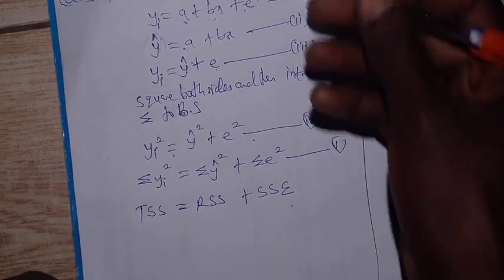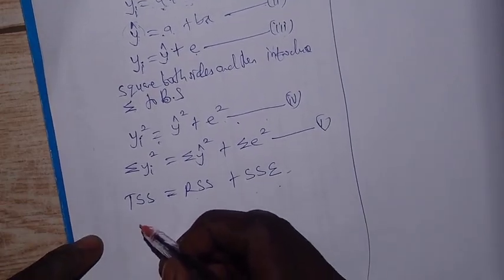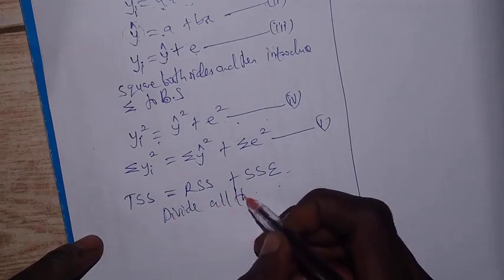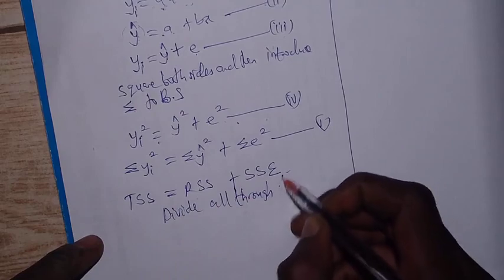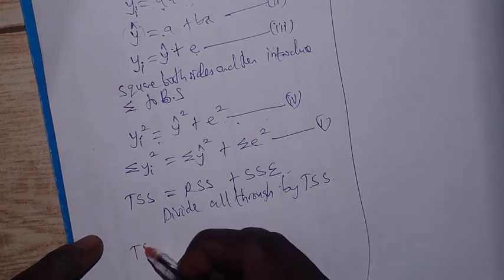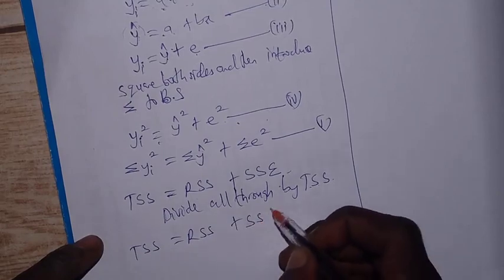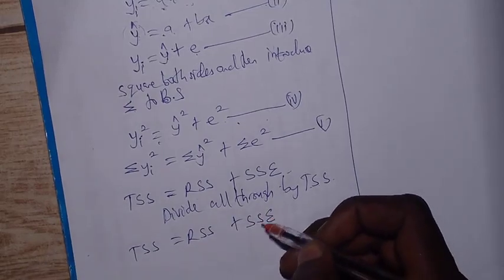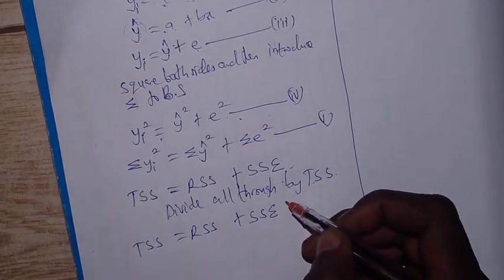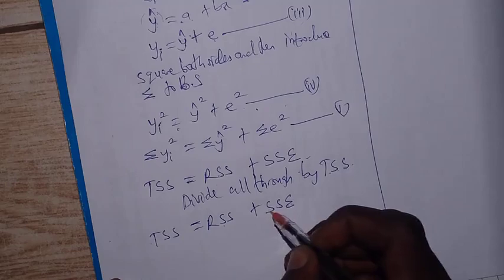Now from here we have proven it, but we can still go further. Divide all through by TSS. What is TSS? Total sum of square. Therefore TSS is equal to RSS plus SSE. In other textbooks they write ESS, error sum of square or sum of square error. So use any one you choose. Total sum of square is equal to regression sum of square plus sum of square error.